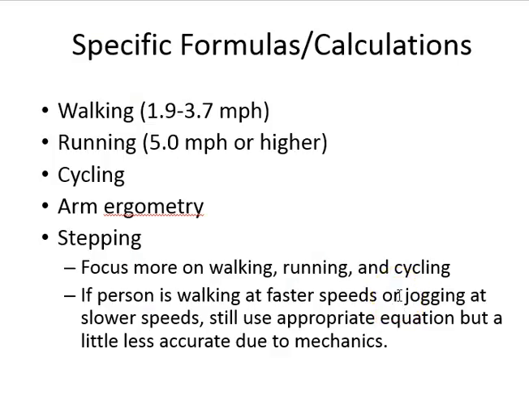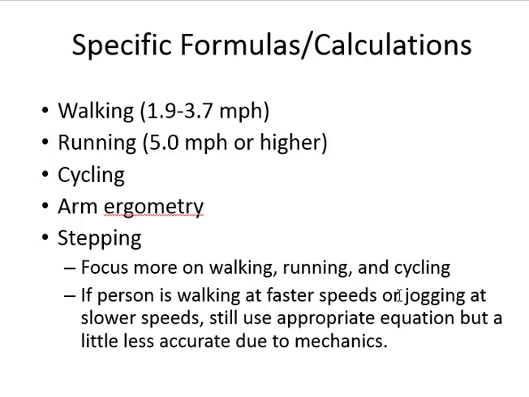So there are specific formulas and calculations. ACSM focuses on walking, running, and you can see the speeds listed here. The speeds for walking are most valid at 1.9 to 3.7 miles per hour. You're going to convert those to metric, to meters per minute. Running, 5 miles an hour or higher. Cycling, so typically on the Monarch cycle, arm ergometry, and stepping on a box. So stepping up and down a step or box, versus using an elliptical.